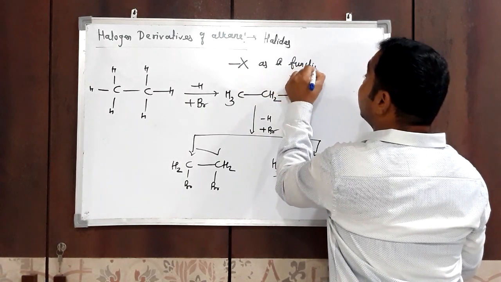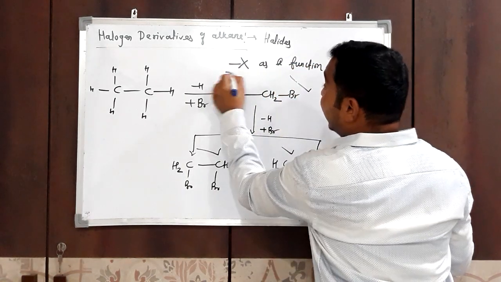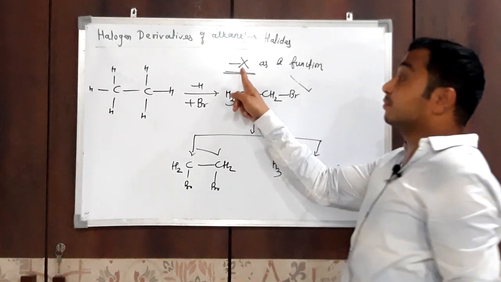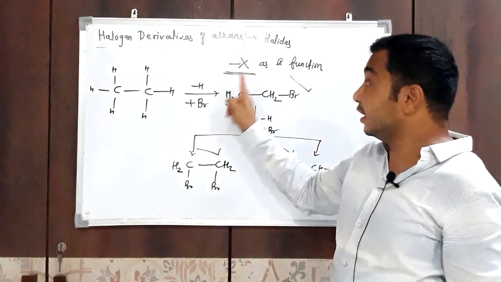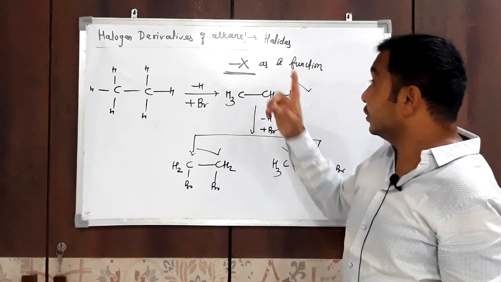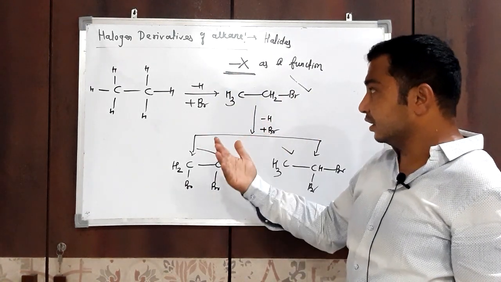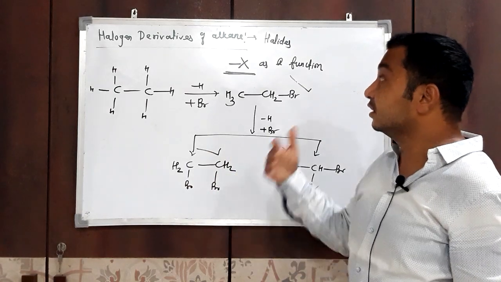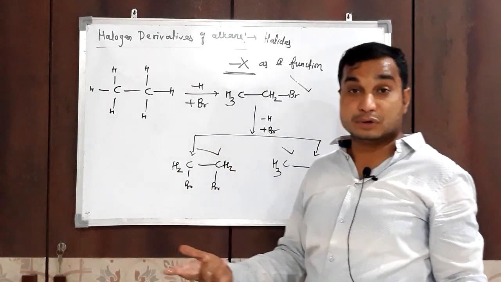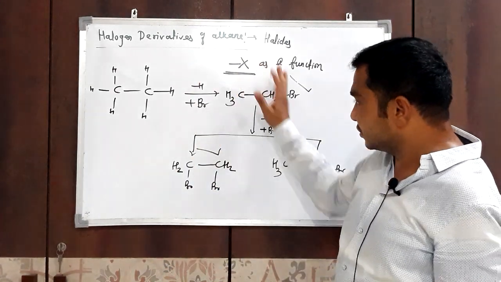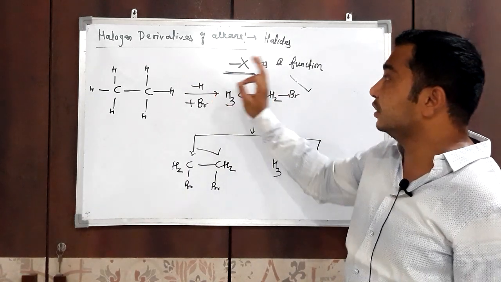What is the functional group present in halogen derivatives of alkane? That is the halogen atom. It is represented by capital X. Now step by step we will discuss the various types of halogen derivatives of alkane. So this is just a simple definition of halogen derivative of alkane.